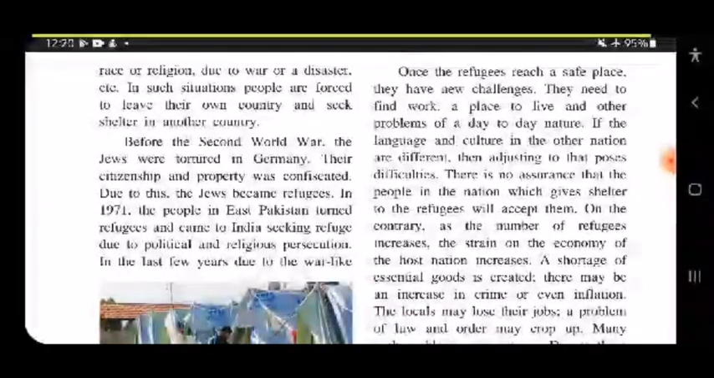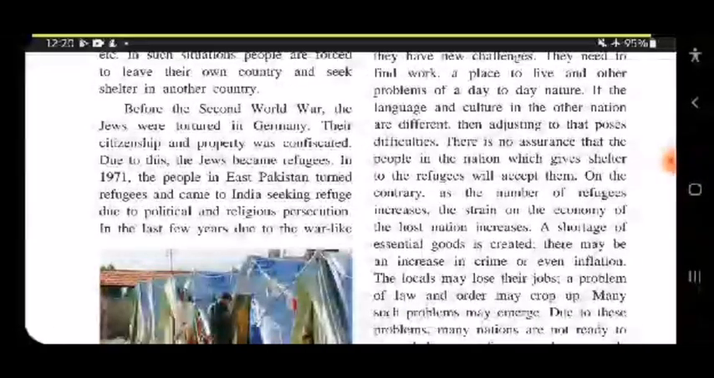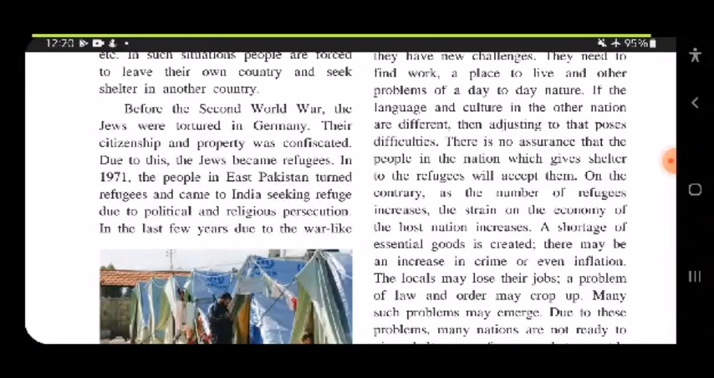Once the refugees reach a safe place, they have new challenges. Once they have got a place over there, also they have to face certain problems. They need to find work. That's more important. Otherwise, how will they survive? A place to live and other problems of a day-to-day nature. If the language and culture in the other nation are different, then adjusting to that poses a difficulty. If their language is different, then it becomes difficult to communicate with people over there. So there are so many problems.